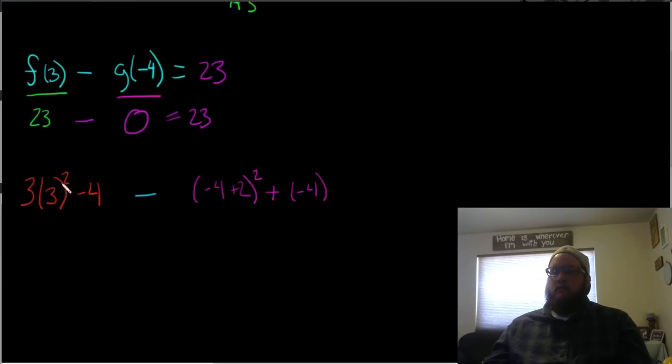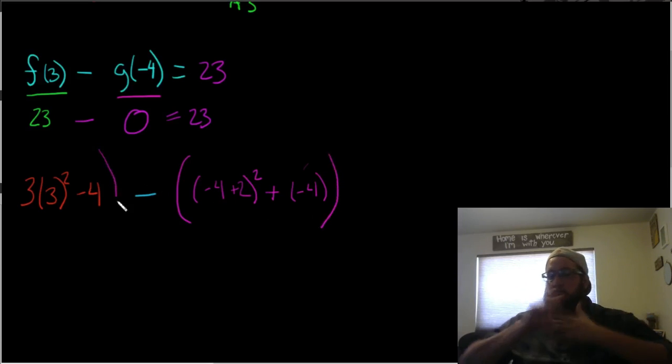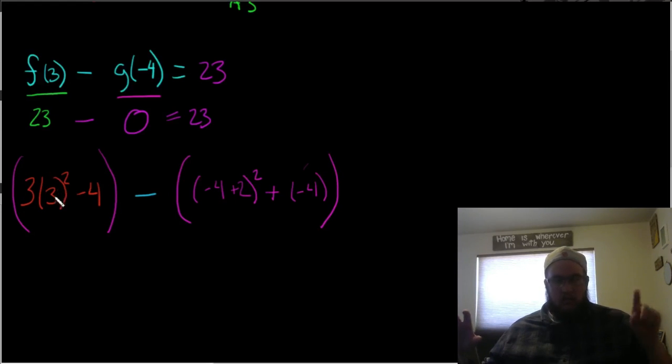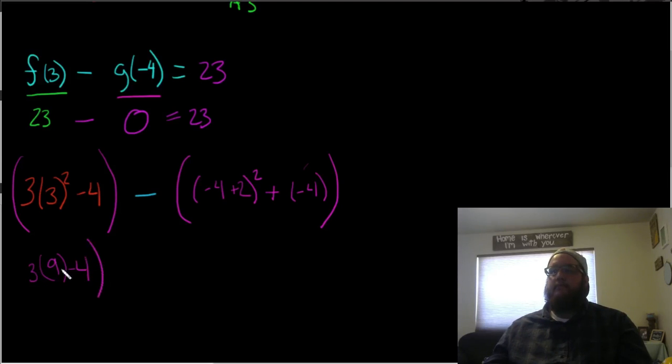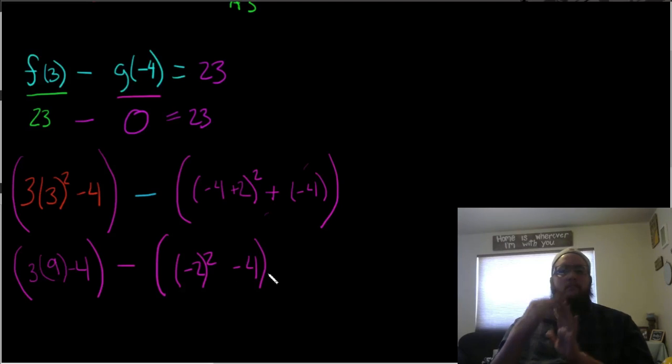Now we're taking these two functions and we're subtracting them. So it's going to be this whole thing, my f of 3, and we're going to subtract this whole thing, my g of negative 4. So over here, 3 squared is 9. And we're subtracting this entire thing. Negative 4 plus 2 is negative 2. Plus a negative 4 is the same thing as subtracting a 4.